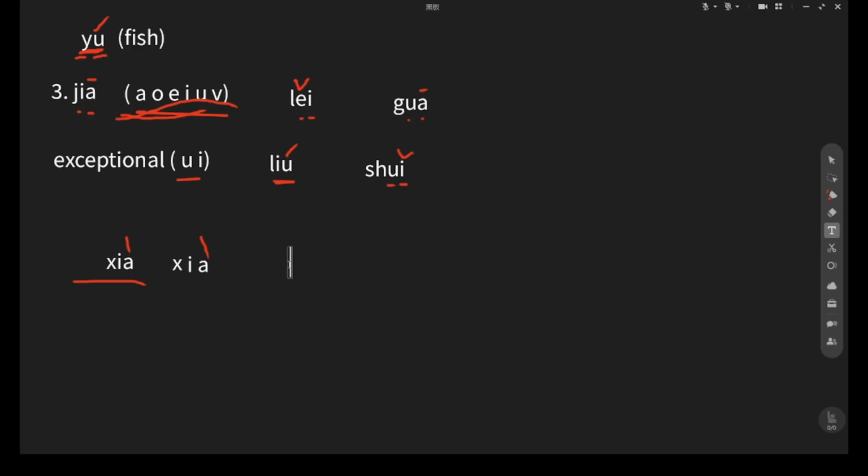Next example. I want to mark the first tone, so on which one? Only U and E together, this is the exception, so on the last one. How to read this one? This is a double vowel. Do you remember? A similar sound is this word: wei. De wei dui, right?